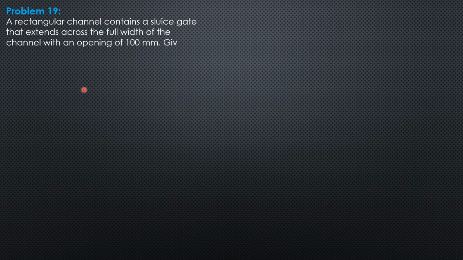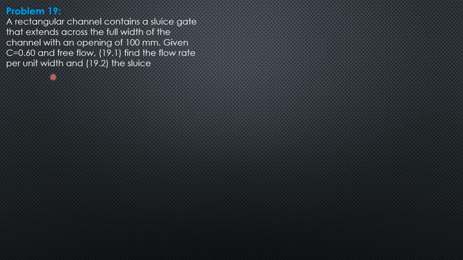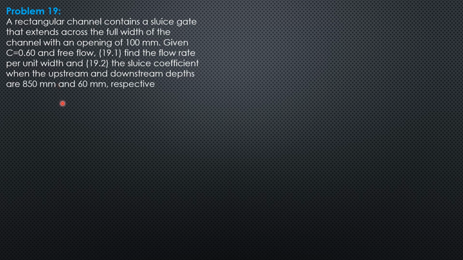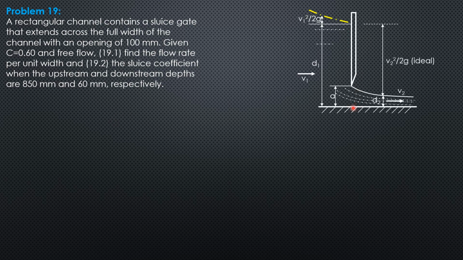Example 19. A rectangular channel contains a sluice gate that extends across the full width of the channel with an opening of 100 mm. Given coefficient of discharge 0.6 and the free flow, find the flow rate per unit width and the sluice coefficient when the upstream and downstream depths are 850 mm and 60 mm respectively. So to visualize the situation, we have a sluice gate here.